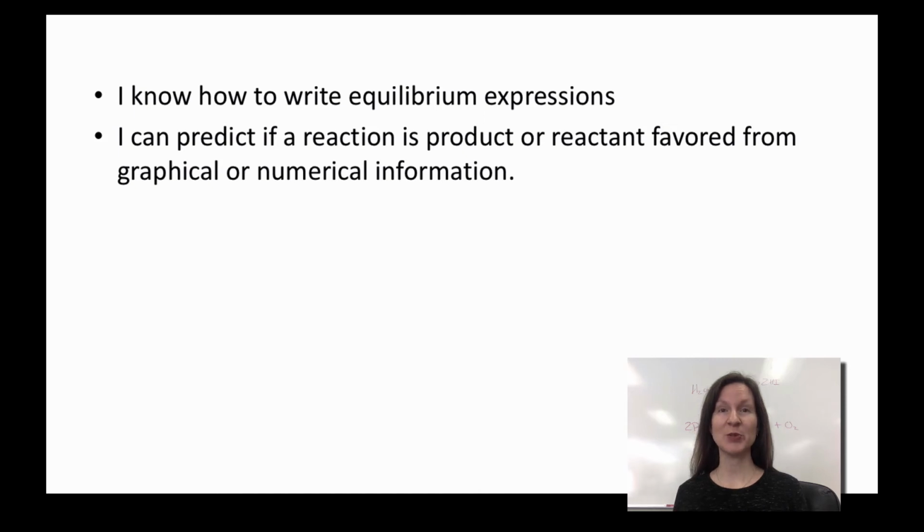This video will focus on two learning targets. I know how to write equilibrium expressions, and I can predict if a reaction is product or reactant favored from graphical or numeric information.